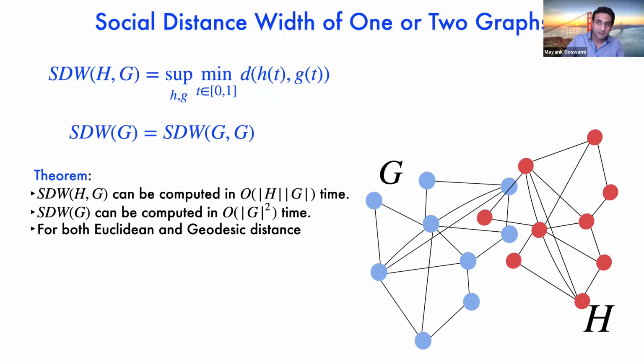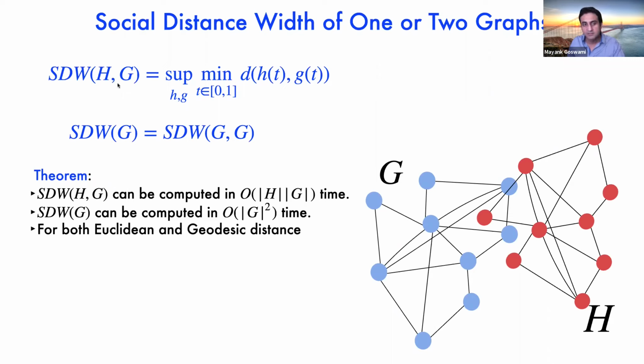So there's two variants, and finally you can define the social distancing width of one graph as the social distance width between the graph and itself. So this is the social distancing width of a graph, similar to how we define the social distancing width of a polygon. And what we show is both of these can basically be computed in quadratic time.